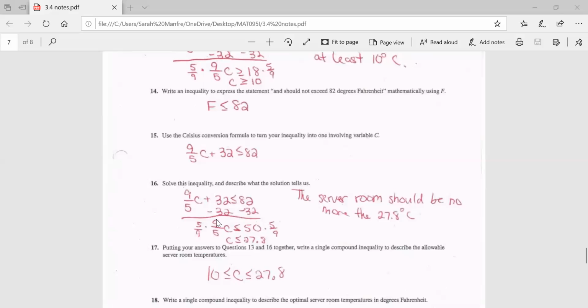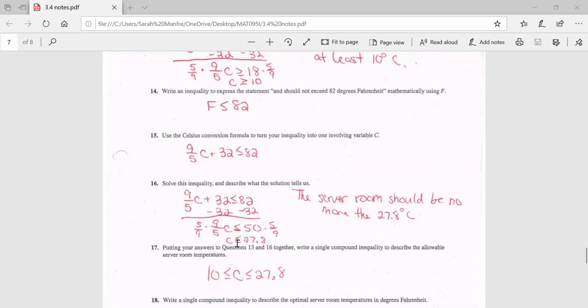Now I'm going to solve this inequality once again for C, just like we did in question number 13. Subtract 32, and then I'm going to multiply 50 times 5 divided by 9, which is 27.8. What does that mean? The server room cannot be any more than 27.8 degrees Celsius. Now, question 17 is going to take our answers and put them together.